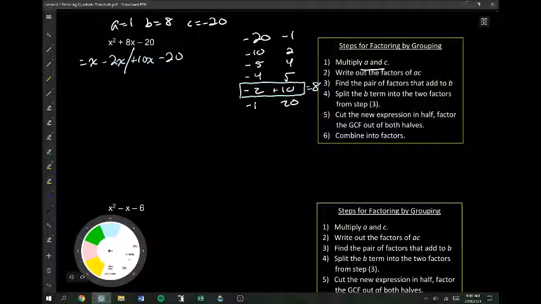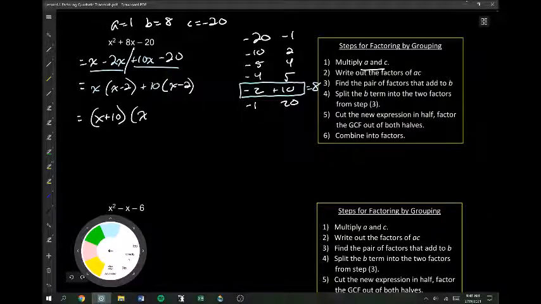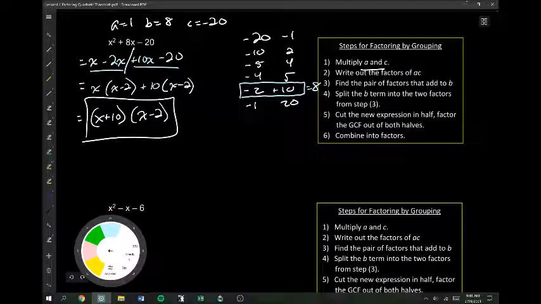Slash it in half, factor the two sides. Out of this part here, all I can pull out is an x, leaving me with x minus 2. Out of this part here, I can pull out a 10, so I put plus 10, leaving me also with x minus 2. Combine by colors, and I get x plus 10 times x minus 2. Boom, we factored. Last one.